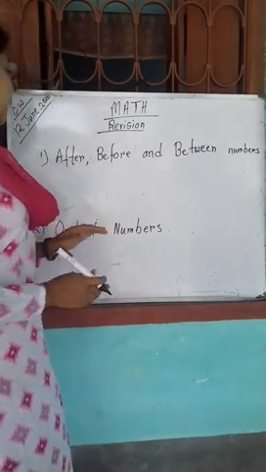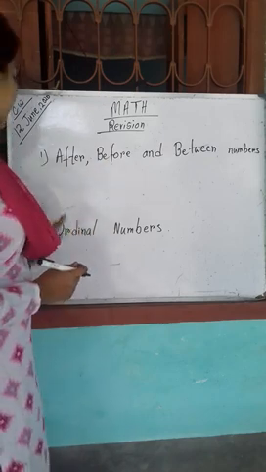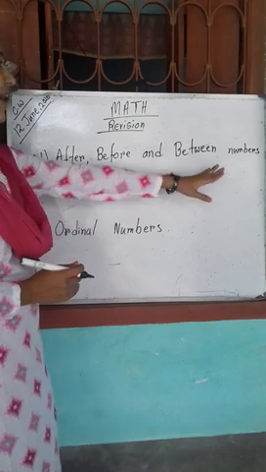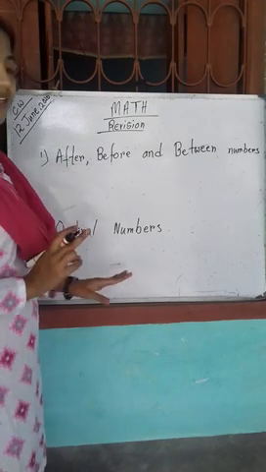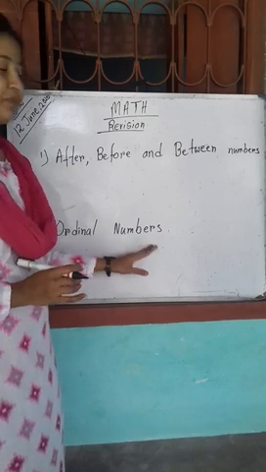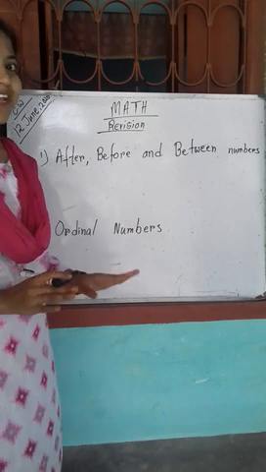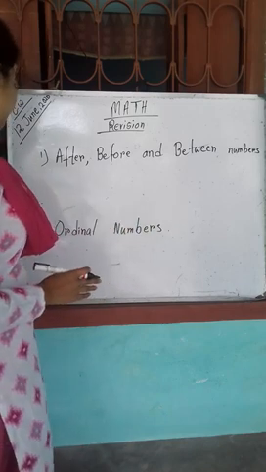Class. Now it is our math revision class, and today we will revise two chapters, that is after, before and between numbers, and ordinal numbers. These are very easy, and these two chapters are very small. That's why I have chosen these two chapters.